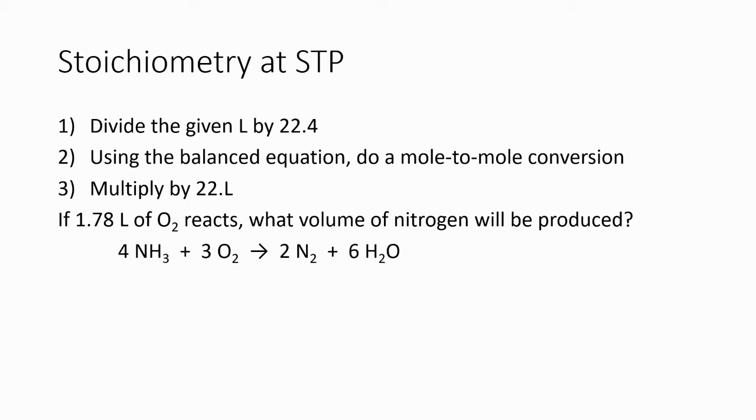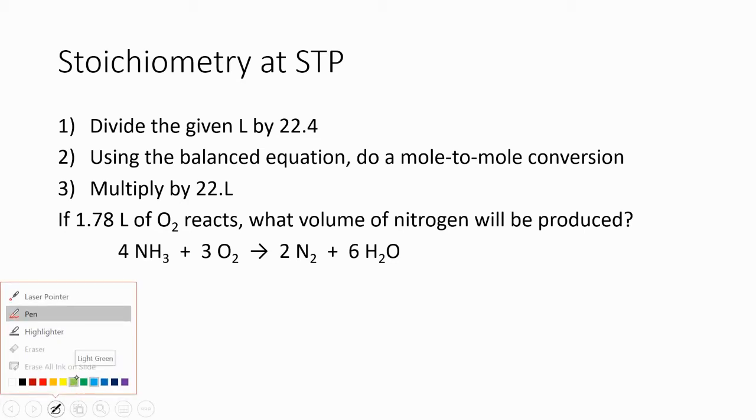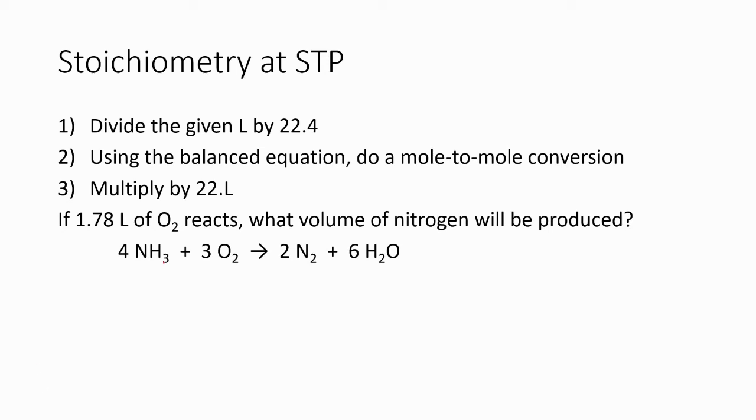All right. So we also do stoichiometry at STP. The steps for that are whatever is given in liters, you'll divide by 22.4 to figure out the moles. Then you'll use the balanced equation to do the mole to mole, right? So in this case, we're going from oxygen to nitrogen. And then you'll multiply back by 22.4 to get the liters usually. I mean, you could do anything, but typically this is how this is asked.